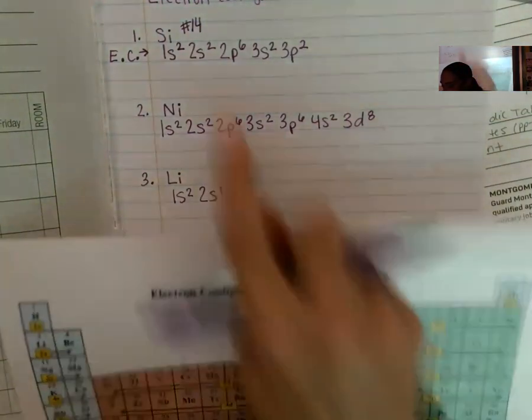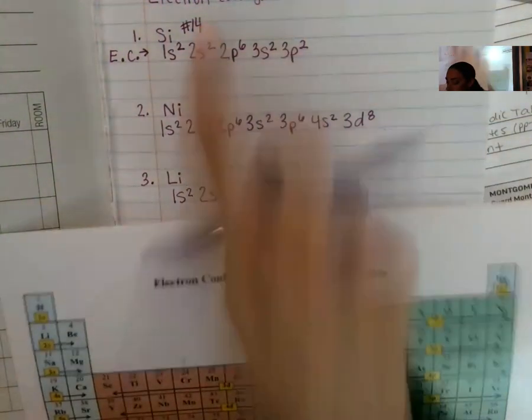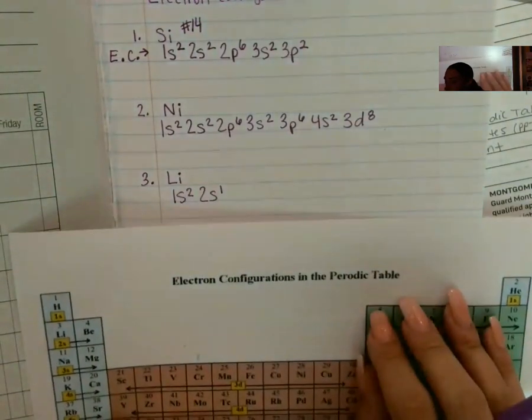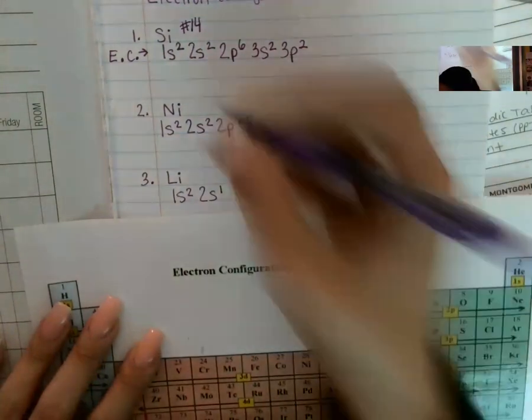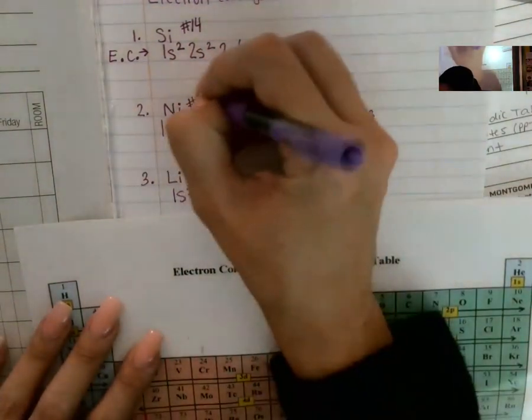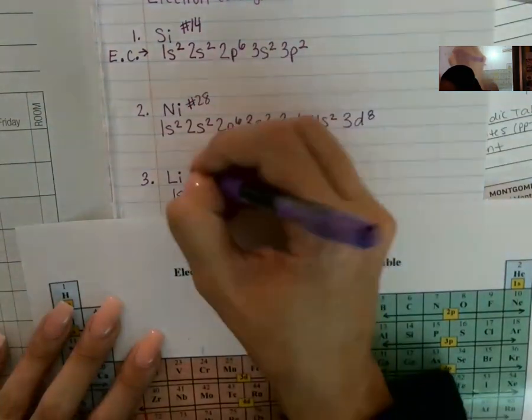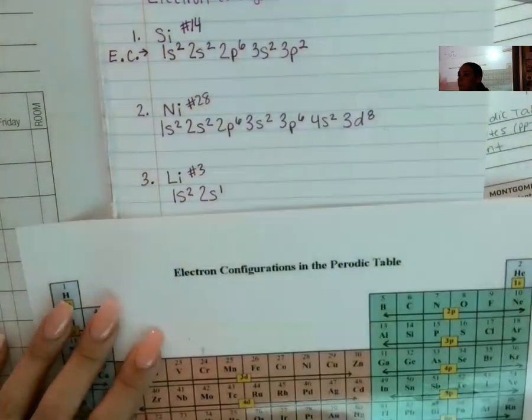You can add up those little numbers and see how many electrons there are. Okay, so like this one, if you add up all of these numbers, nickel is number 28, so you should have 28. This one, 1, 2, 3, and lithium is number 3 on the periodic table.